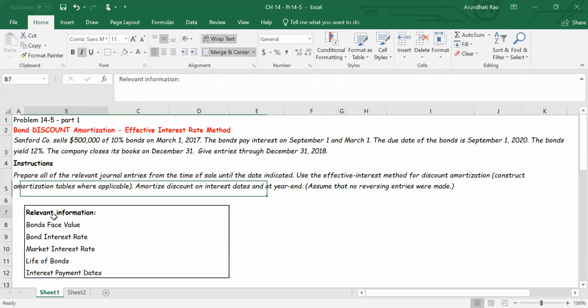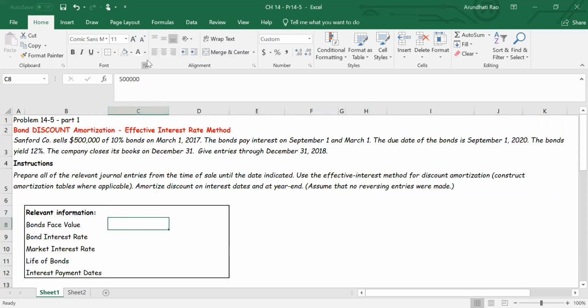So let's start with pulling out all the relevant information for the problem, and then we'll work our way through it. To start with, always in these problems, I need the bond face value. That's 500,000. That number was easy. Second, I need to know the bond interest rate and the market interest rate. In this exercise, the bond interest rate is 10%. The bonds yield 12%, which means that's the market rate. So I have my 10 and 12% respectively for bond and market rate.